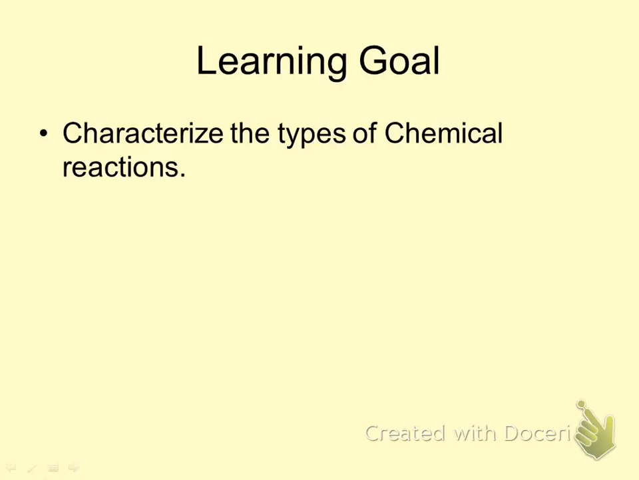All right, we're going to go ahead and get started with characterizing our types of reactions. There are five main types that we're going to deal with today. And we want to start off by looking at our learning goal. Our learning goal today is to characterize the types of reactions. We want to look at what the patterns are that we're going to find. How will we know which reaction it is that we're dealing with? So let's go ahead and jump right into it.